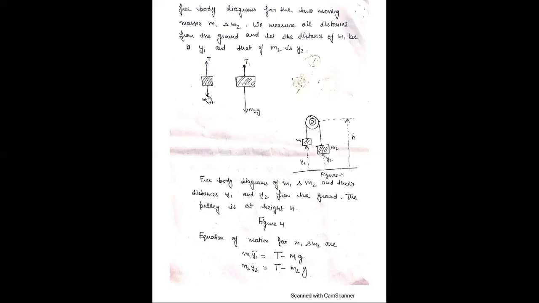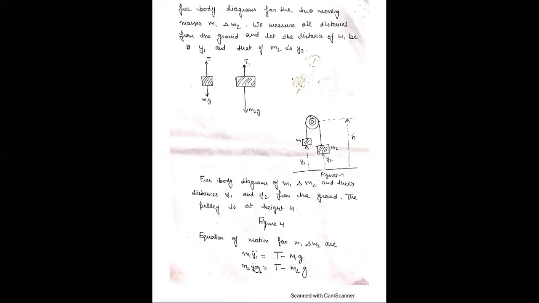Therefore, for m1, only the vertical component y matters: m1 y1 double dot is equal to the force, which is T minus m1g. And for m2, the vertical direction is y2. Therefore, m2 y2 double dot is equal to T1 minus m2g, where T1 and T are the same. Therefore, we replace T1 by T.